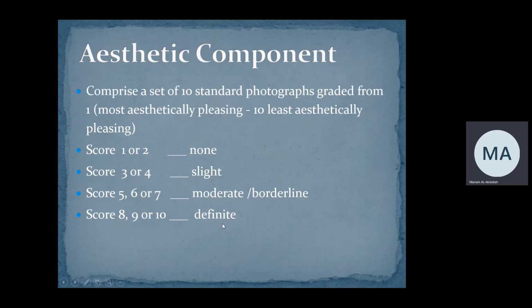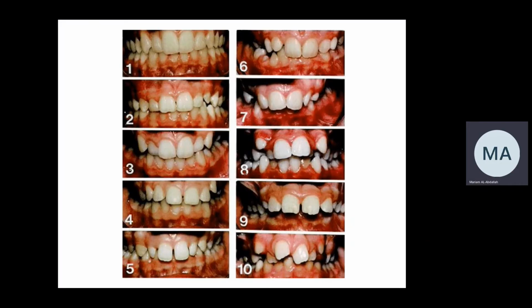8, 9, 10, definite need of treatment. So these are the photos, and actually you give these photos to the patient, and the patient should decide where his occlusion, where his frontal view fits. This is one way to see how much the patient is seeking treatment, how much the patient is aware of his aesthetic. So if you choose number 9, that means he has a definite need of treatment. He thinks that his malocclusion is severe. If you choose 2 or 3, then this is a less need of treatment.